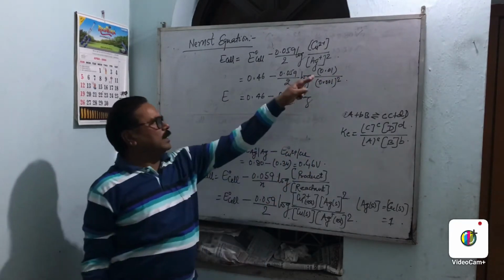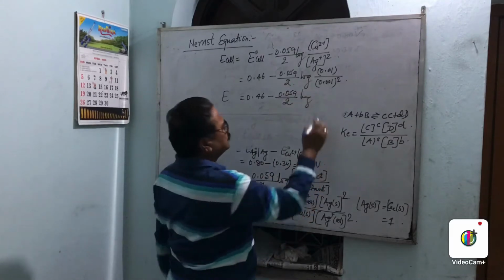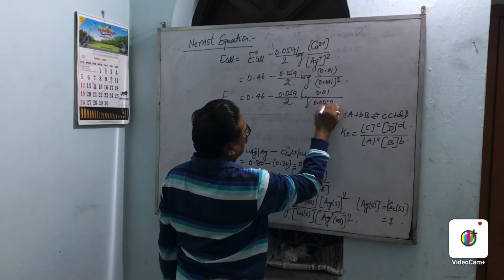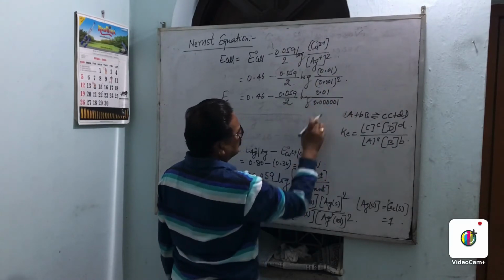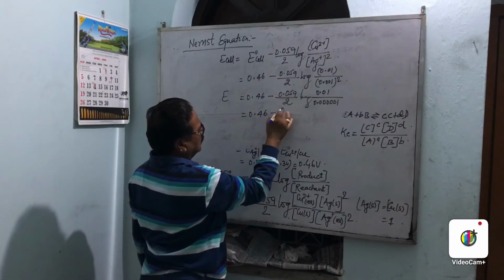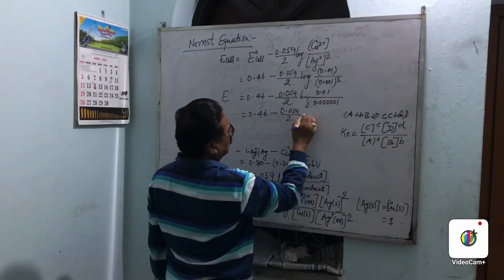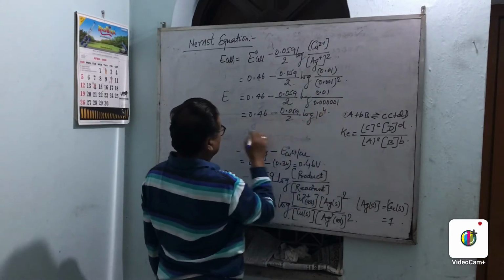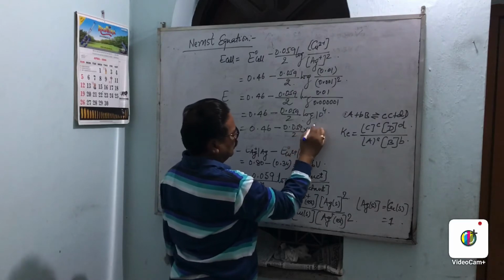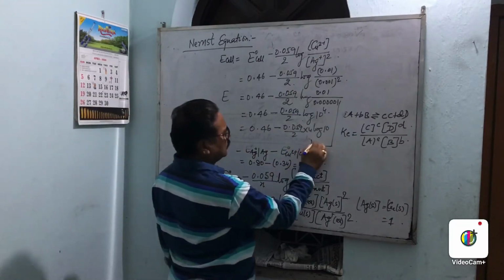What value comes to my mind, I have written here. You write the value as per the given question. So this is 0.01 and this is 10 to the power minus 6. You solve it. So 0.46 minus 0.059 by 2 log 10 to the power 4, that is equal to 0.46 minus 0.059 by 2 into 4 log 10. So by putting that value we are able to solve, and the unit will be in volt.